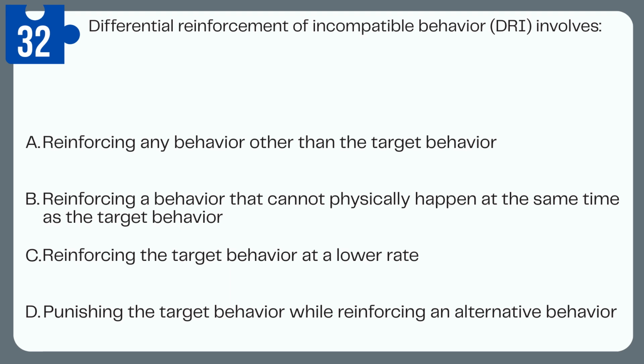Question 32. Differential reinforcement of incompatible behavior, DRI, involves A. Reinforcing any behavior other than the target behavior. B. Reinforcing a behavior that cannot physically happen at the same time as the target behavior. C. Reinforcing the target behavior at a lower rate. D. Punishing the target behavior while reinforcing an alternative behavior.